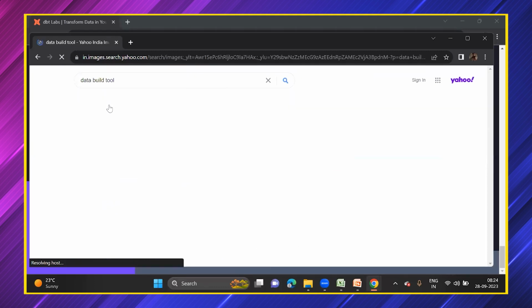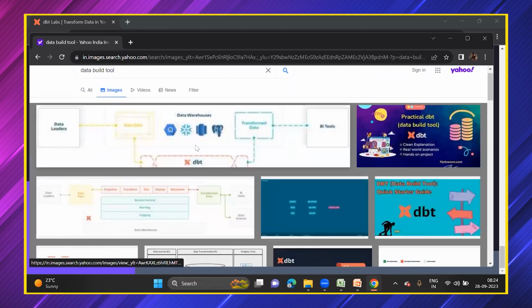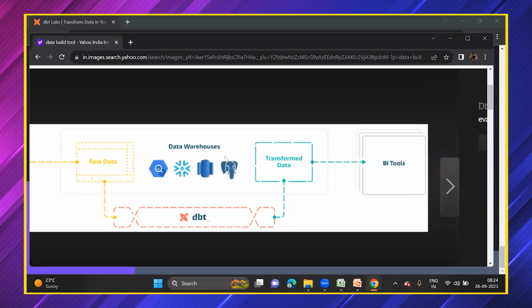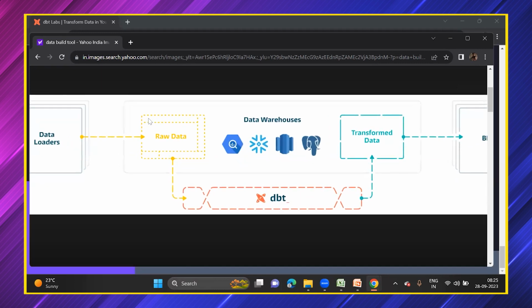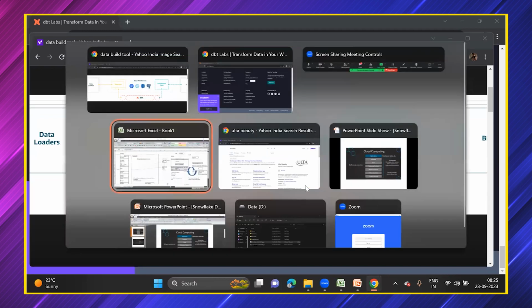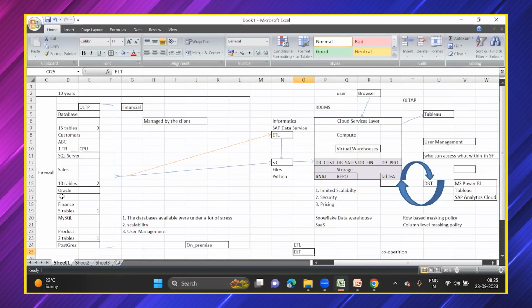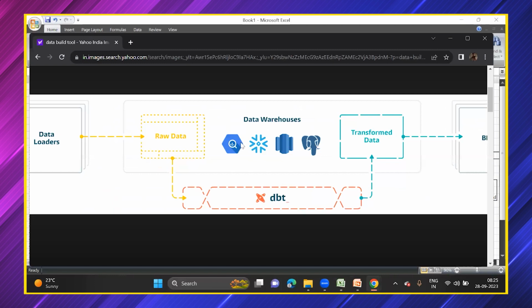So if I go to images, here you can see that this is an ELT solution. First of all, we load the data into the target, so this is your data warehouse. This can be your Snowflake data warehouse. Here you can see that DBT works only with cloud sources. DBT cannot connect to on-premise systems. It is also a pay-as-you-go model.